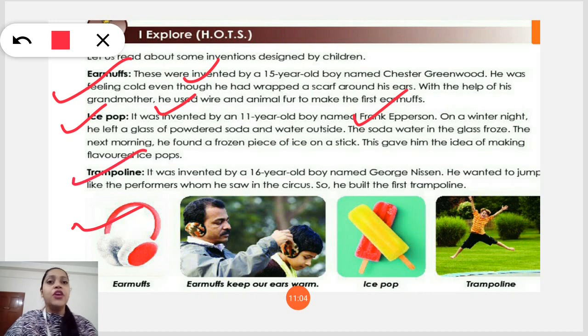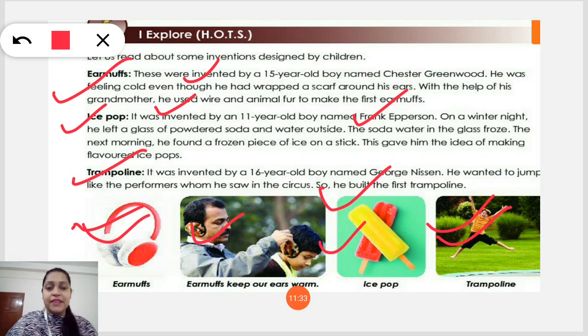And trampoline. Trampoline was invented, this is trampoline, by a 16-year-old boy named George Nissen. He wanted to jump like the performers whom he saw in the circus. He wanted to jump, and due to this he invented trampoline. Now children, these are all inventions, and these are made by small children.